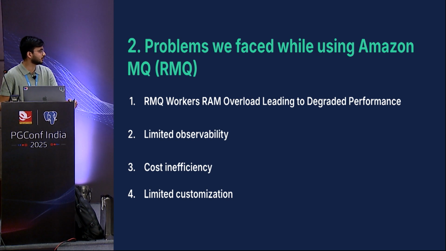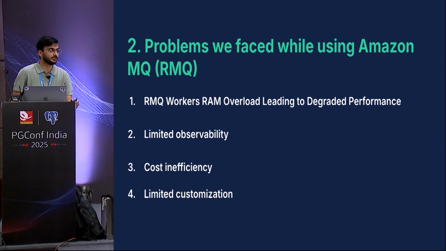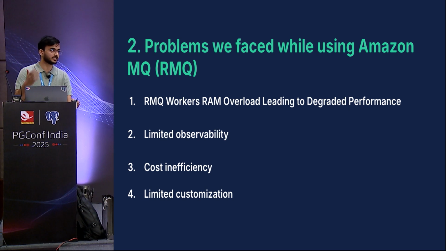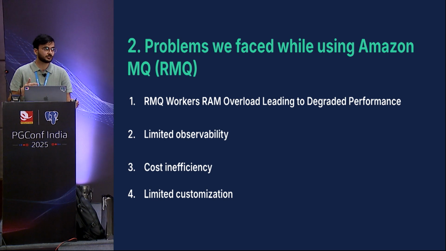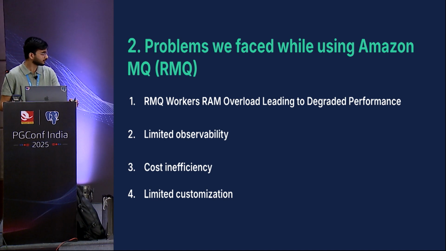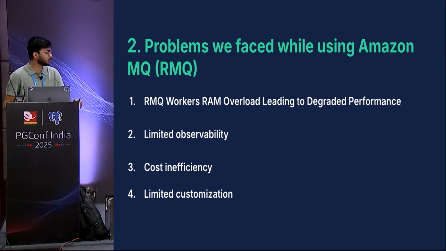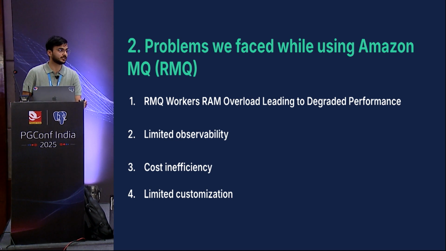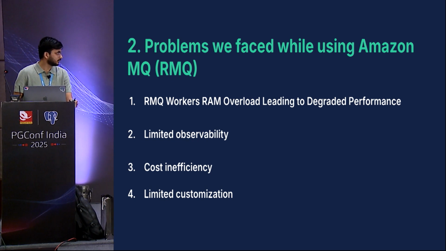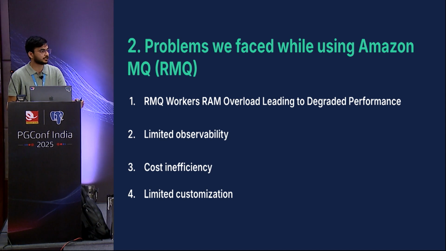And the third one is cost inefficiency. As I mentioned, when the issue occurred, we even increased the cluster size, which almost doubled the cost of the previous one. So that was very cost ineffective. In PGQ, we are using a simple M7i 2xlarge instance, and with that we were able to reduce our costs for the asynchronous task operations.